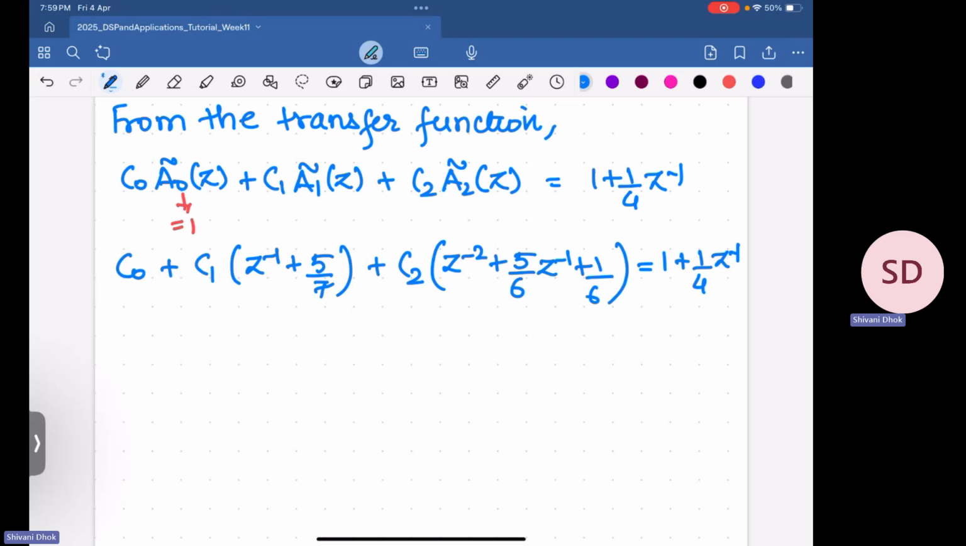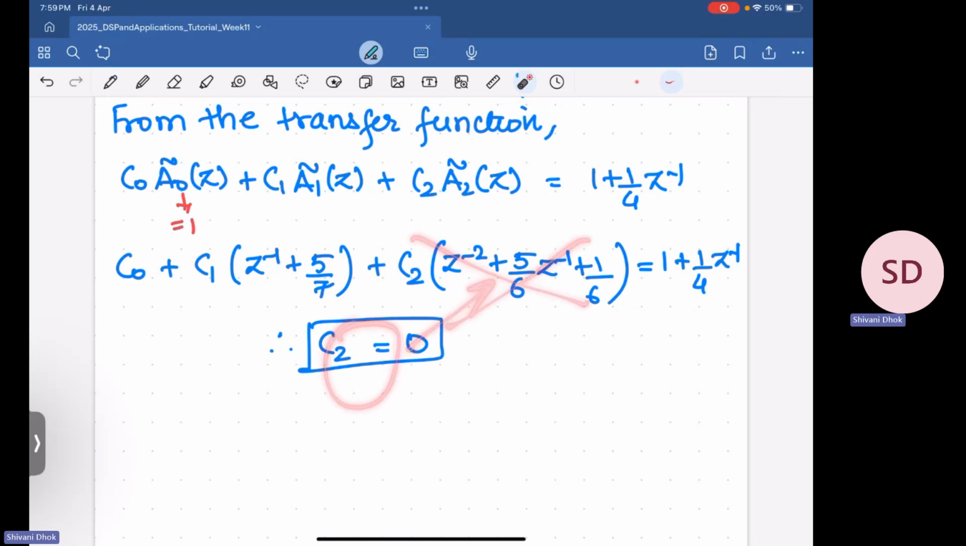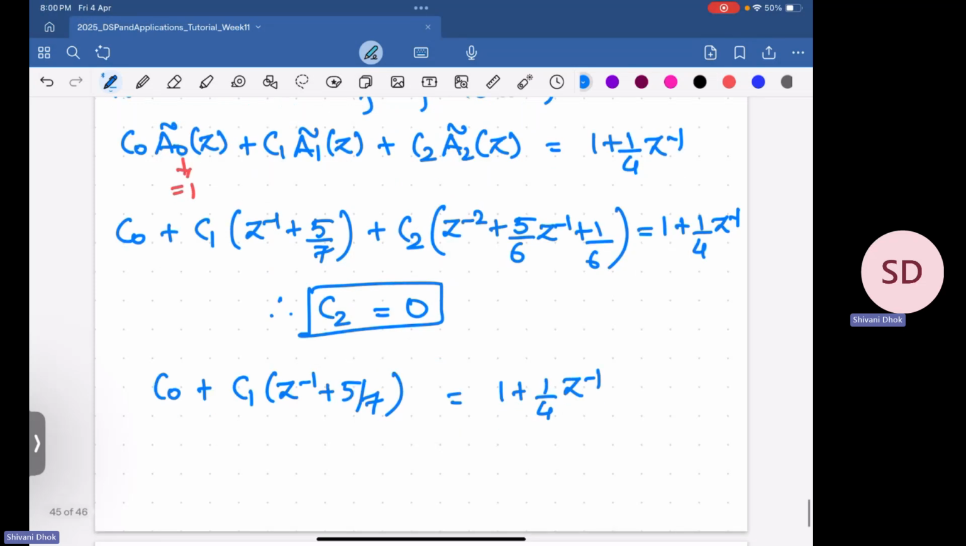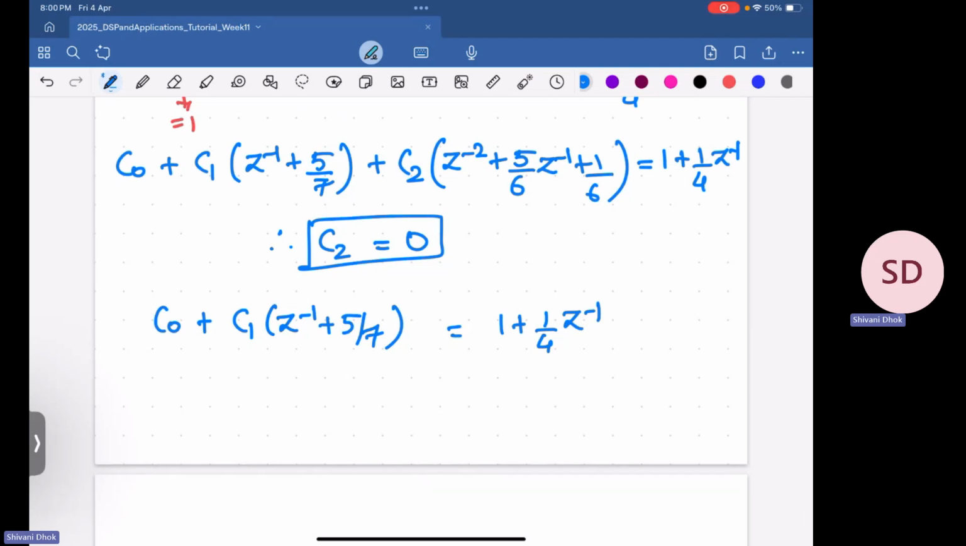Now if you compare both sides, there is no Z to the power minus 2 term here. So the coefficient of Z to the power minus 2 on the left hand side should also be equal to 0. So therefore we have C2 equal to 0. This is the first thing that we get. So now if we substitute C2 equal to 0, this term is gone. Okay, so now we are left with C0 plus C1 into Z inverse plus 5 by 7, which is equal to 1 plus 1 by 4 Z inverse. Okay. So now if I compare the coefficients of Z inverse, we have C1 equal to 1 by 4.